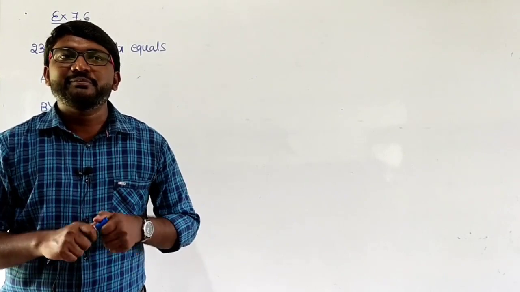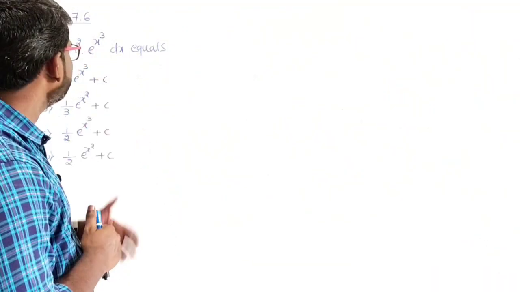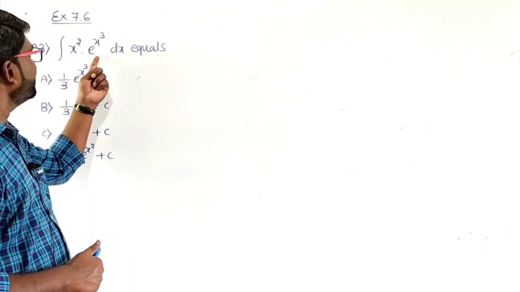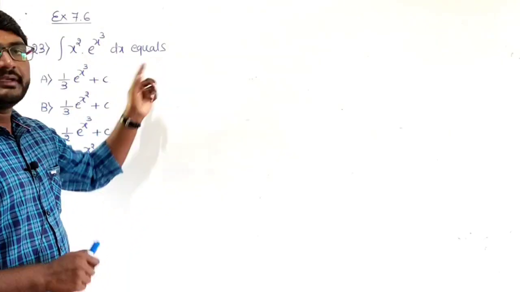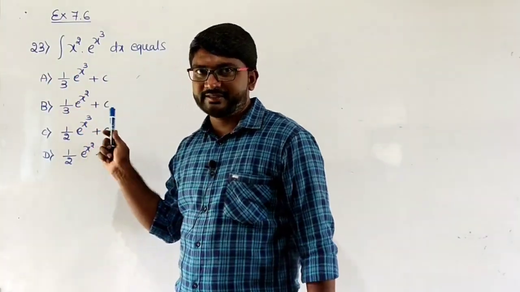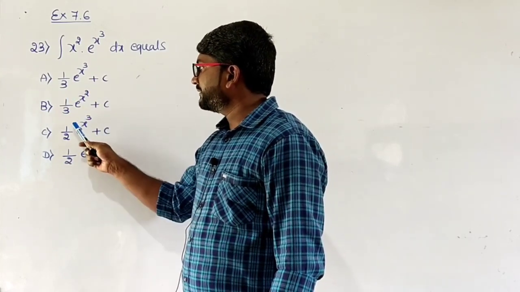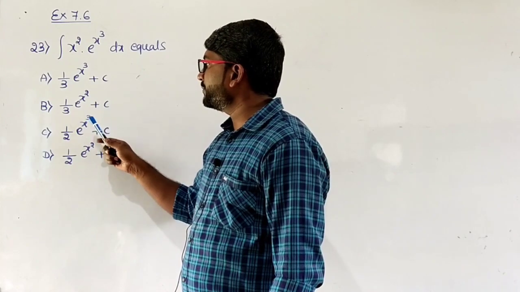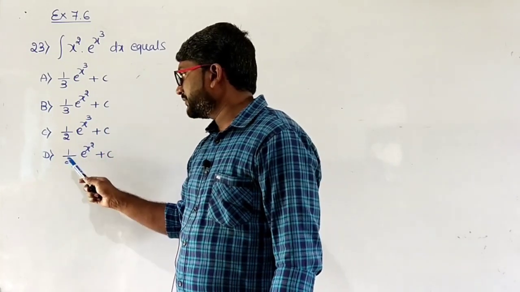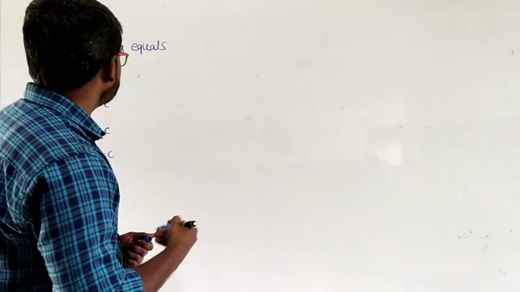Well, we have two important multiple choice questions now. In that, the 23rd is integral x square into e raised to x cube dx equals, and the four options are 1 by 3 e raised to x cube plus c, then 1 by 3 e power x square plus c, then 1 by 2 e power x cube plus c, and then 1 by 2 e power x square plus c. So let us solve this.